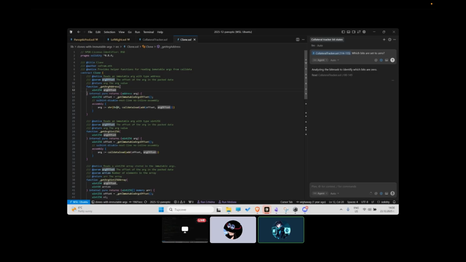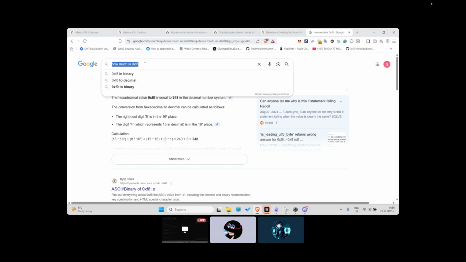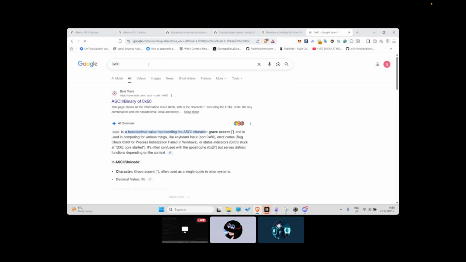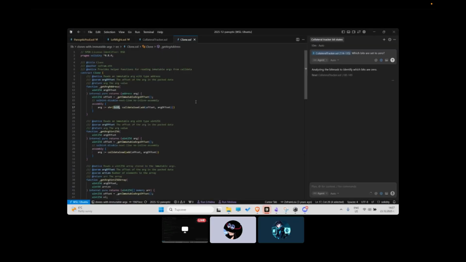60. How much is 60? Can you do the same for 60, to decimal? 96. Yeah, so they remove 96 bits. They shift right 96 bits.